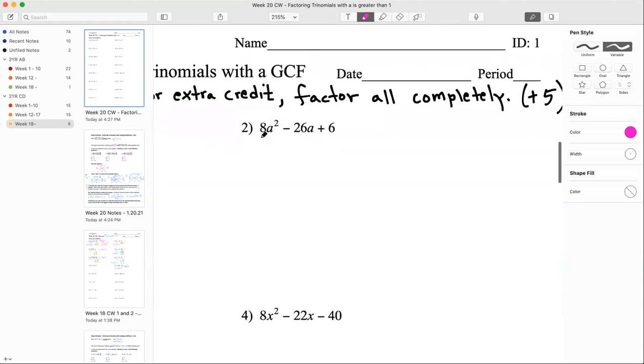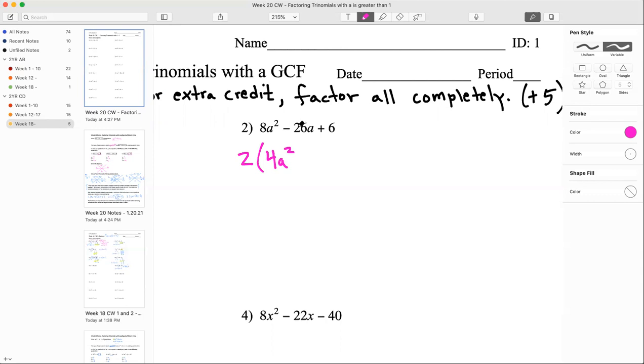How about this one? We have 8a squared minus 26a plus 6. I'd encourage you to try this on your own. Okay, so the biggest number that we can pull out from all three of these would be 2. 8 is divisible by 2, 26 is divisible by 2, and 6 is also. So I'm going to pull out 2. When we divide 8 by 2, we get 4a squared. And then we can't pull out anything bigger than 2 that is common to all three here.